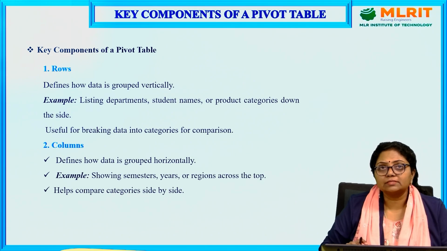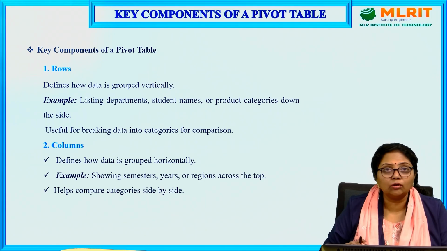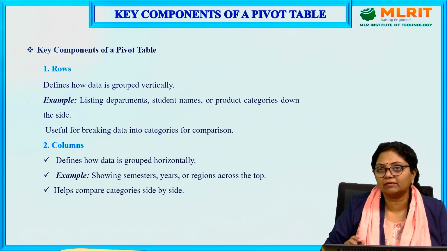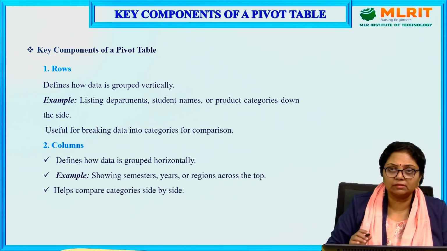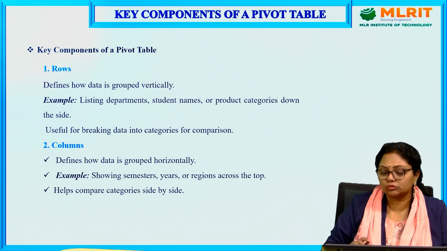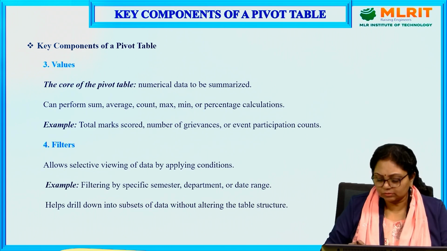Now, let us see what the key components of a pivot table are. As I was discussing a couple of minutes back in the first slide, we have a drag and drop interface. In respect to that, we have four key components: rows, columns, values and filters.